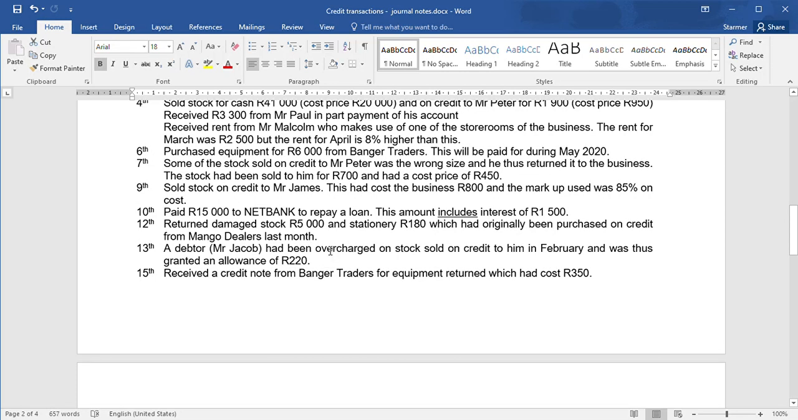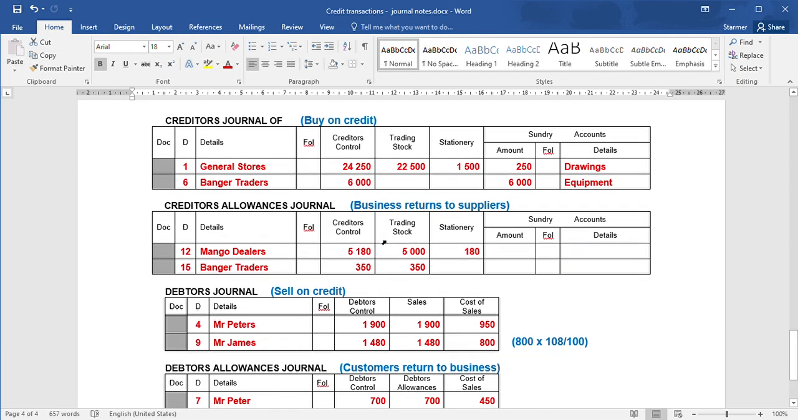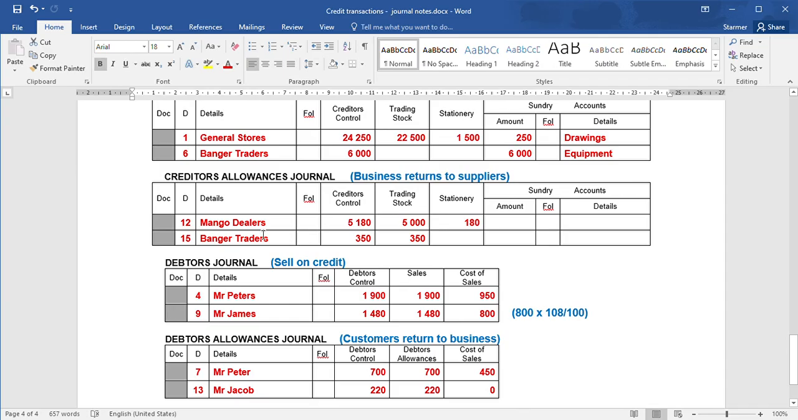Then we return damaged stock and stationery, which had originally been purchased on credit from Mango Dealers last month. This is when you make use of the creditors allowances journal. Okay, we're returning stock and stationery, so the total of our returns there is 5,180.